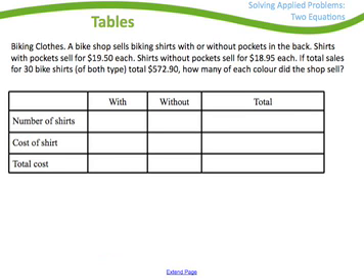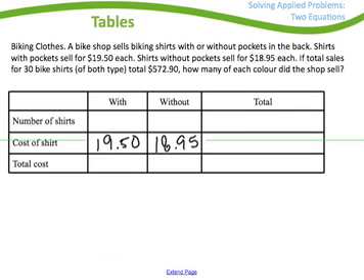So let's read. Biking clothes. A bike shop sells biking shirts with or without pockets in the back. Of course, the ones with the pockets in the back are the best. They let you put your camera in and goodies and that kind of stuff in. Okay, shirts with pockets sell for $19.50 each. Okay, cost of shirt with pockets, $19.50. Okay, shirts without pockets, $18.95. There's not much difference, eh? Might as well buy one with a pocket. Anyway, if total sales for 30 bike shirts total $572.90, so that would be this.